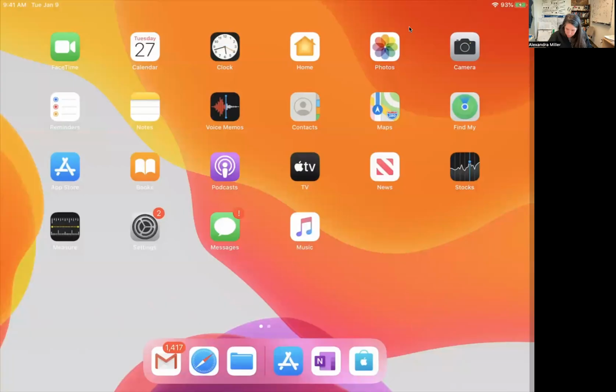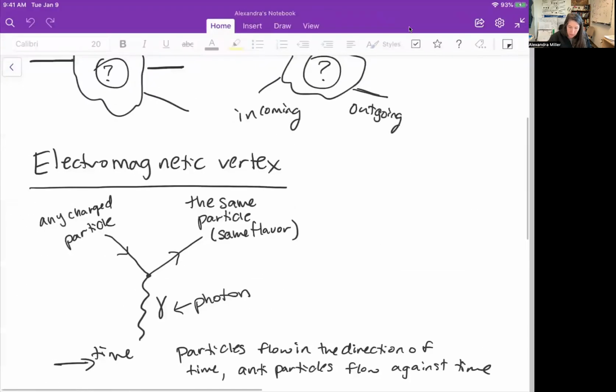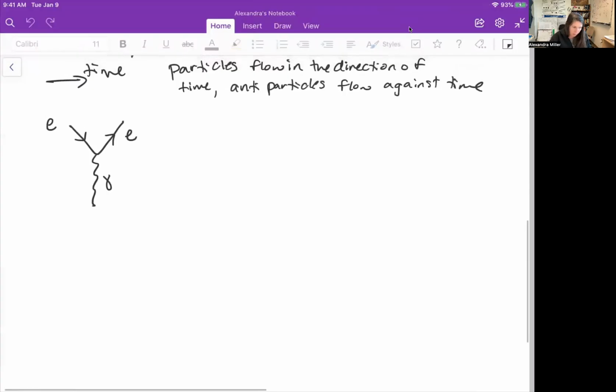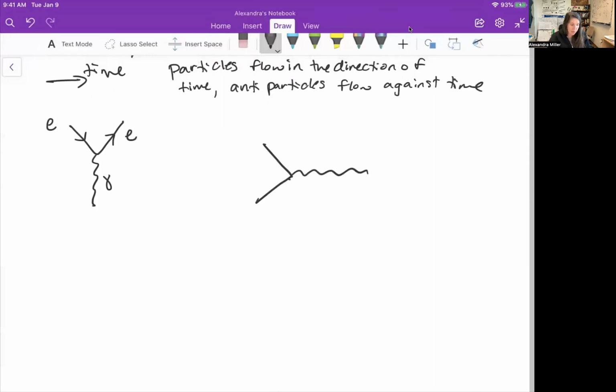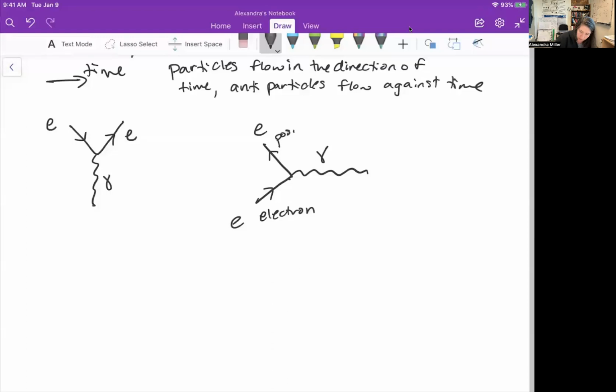In this first example, both of our arrows are flowing with time, so that tells us they're both electrons. But we can rotate this vertex any way that we like. So, for instance, we could rotate it 90 degrees, so it looks like this. We have an electron coming in, and now on this upper leg, the arrow is going to the left, which is the opposite direction of time. So we interpret this lower particle as an electron, and the upper particle as a positron, which is the antiparticle partner of the electron.